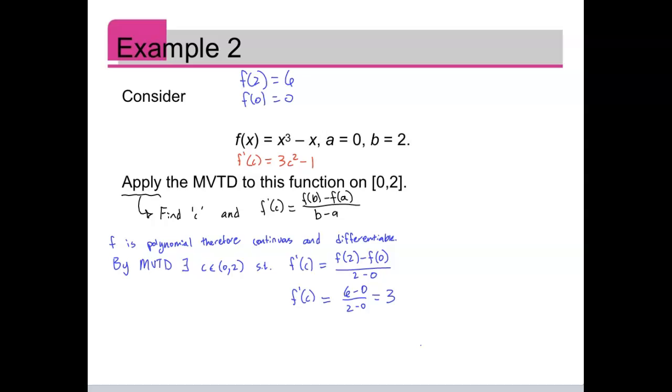All right, and I'll replace the left-hand side with that. So 3c squared minus 1 equals 3. And now I'll just solve for c. 3c squared equals 4. C squared equals 4 over 3. And c equals plus or minus, don't forget that when you take a square root, the square root of 4 over 3.